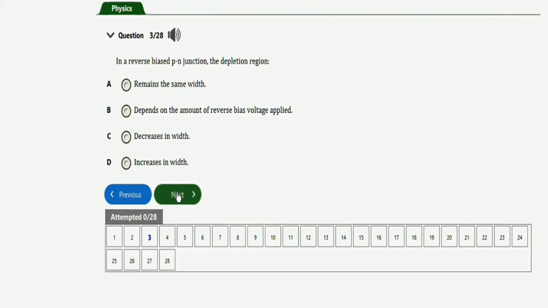Next question will be this one. It says, when a pure semiconductor is heated, its resistance remains the same, increases, decreases, increases and then increases. So guys, when it's heated, it should decrease. The right option is option C.